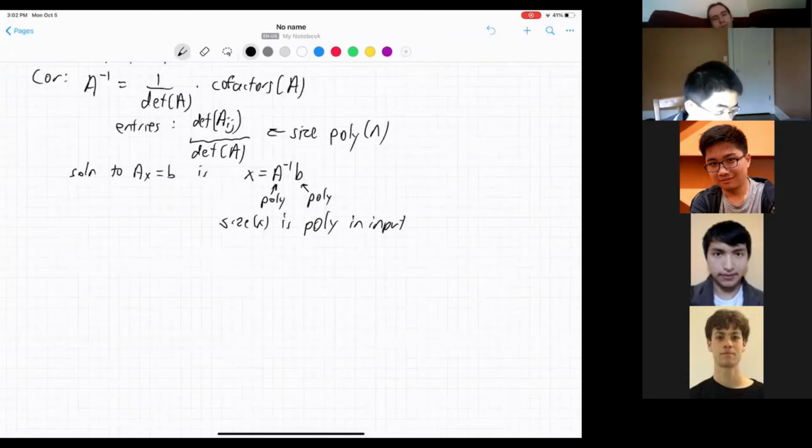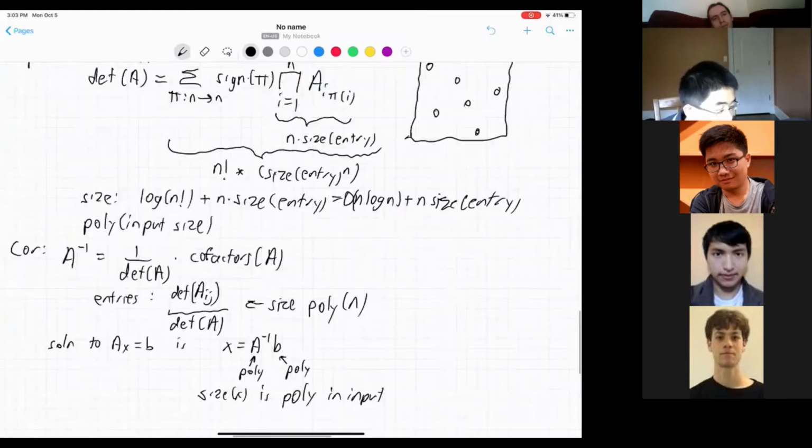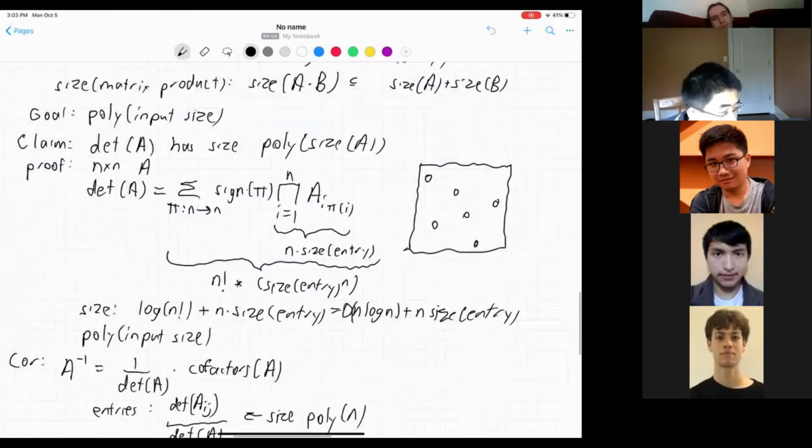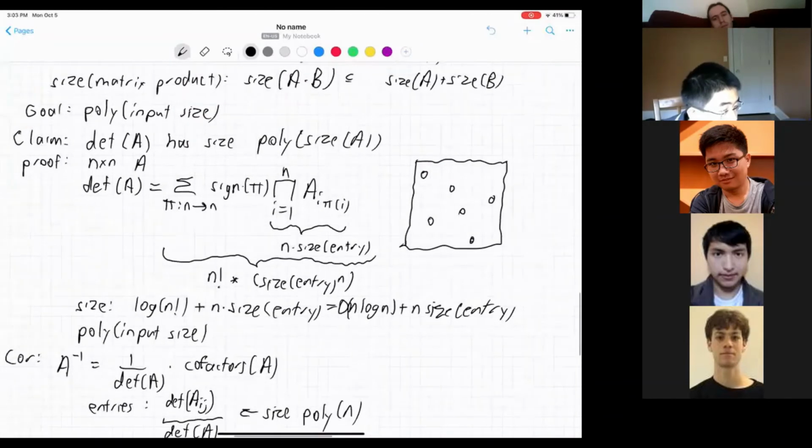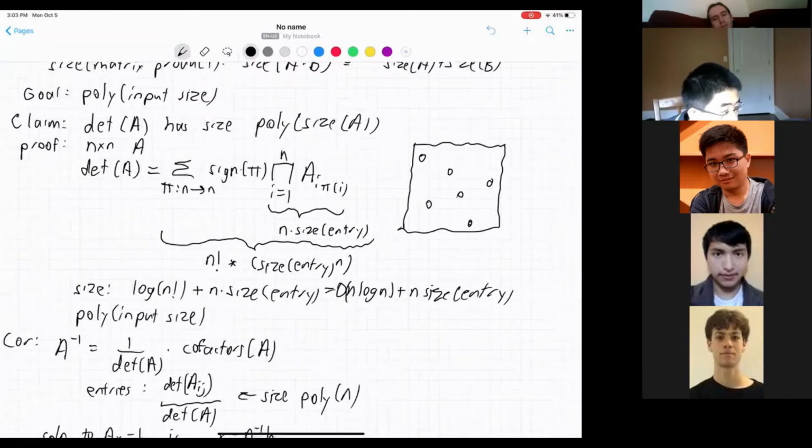Okay. Now, I do want to emphasize, I said size is polynomial in the input, but remember that that polynomial includes an n log n term. So you could start with a matrix whose entries are all 0 and 1 and end up needing n log n bits to write down the value of the determinant of that matrix.